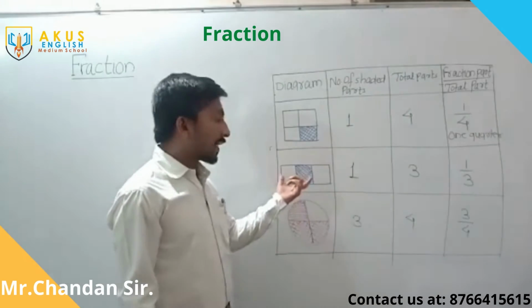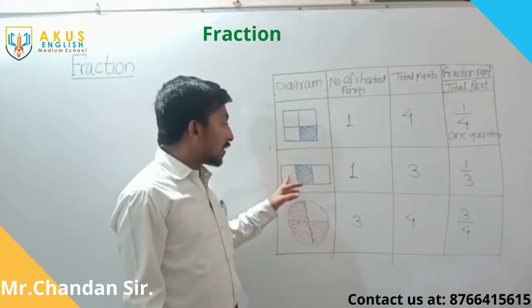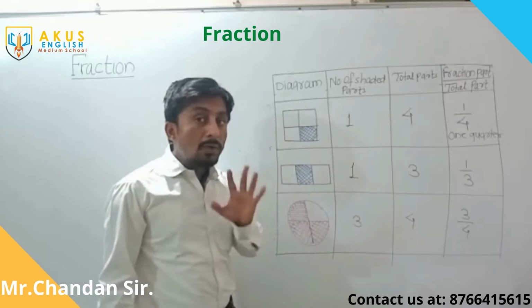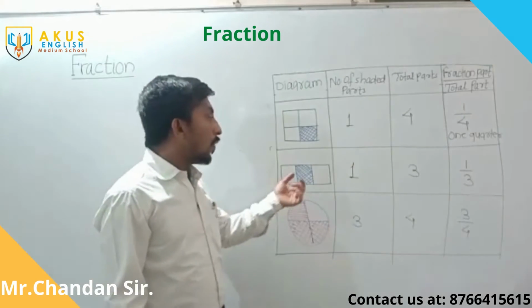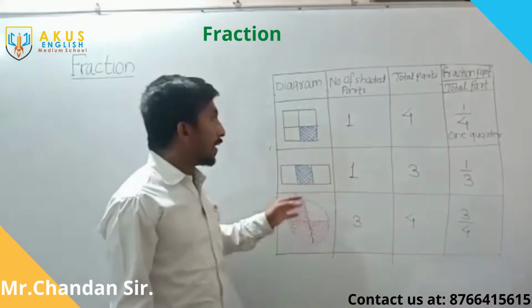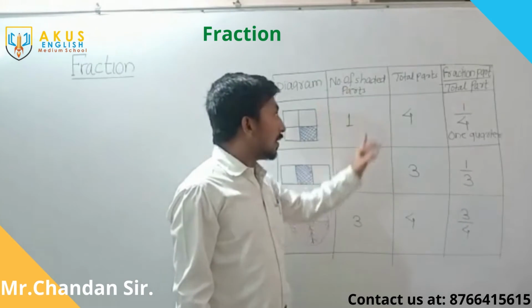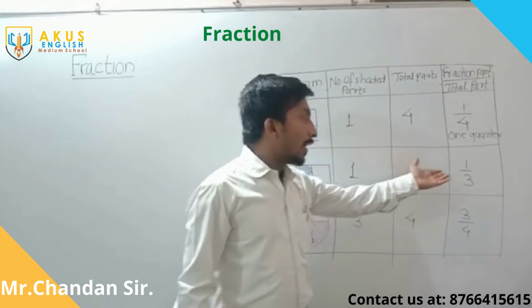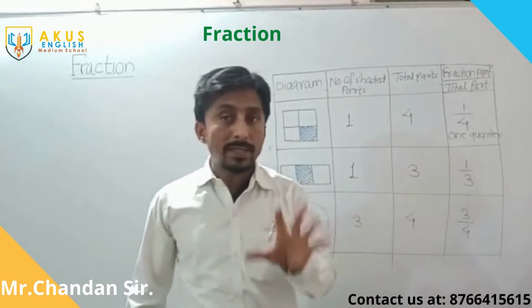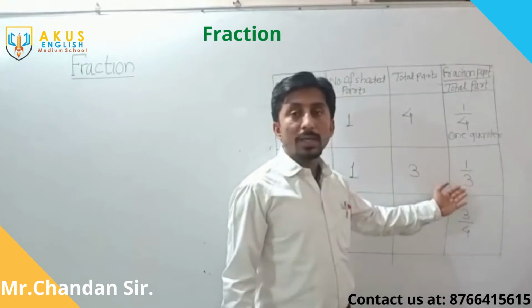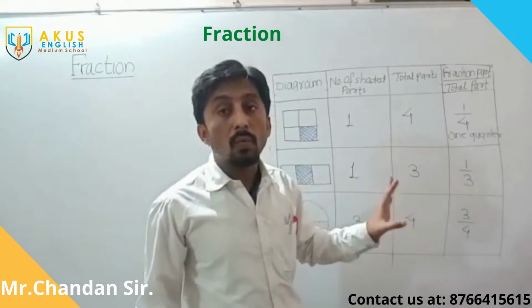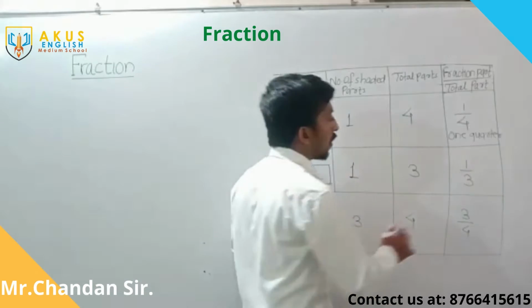Now see the second one. Here you can see there are 3 equal parts, and out of these 3 equal parts, 1 part is shaded. So the number of shaded parts is 1, total parts are 3, and I write this in fraction form as 1 upon 3. How is it read? One third, 1/3.